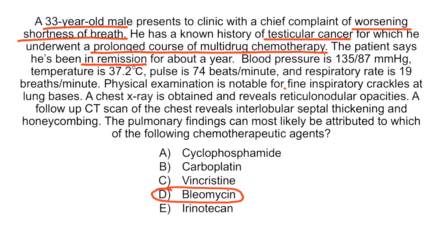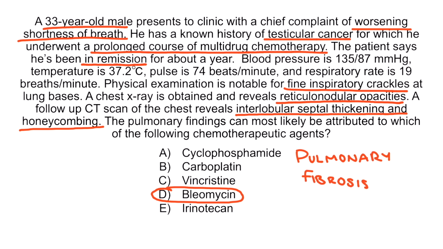So the findings of fine inspiratory crackles on physical exam and what you see on the chest x-ray, the reticulonodular opacities, as well as the interlobular septal thickening and honeycombing on CT, are all consistent with pulmonary fibrosis. So among the listed chemotherapeutic agents, only bleomycin can lead to pulmonary fibrosis after prolonged use, which is why that's the correct answer. Now, option A, cyclophosphamide, is associated with hemorrhagic cystitis and bladder cancer. Remember, cyclophosphamide creates that acrolein that just sits in the bladder and causes these issues. But it's not known to cause pulmonary fibrosis.